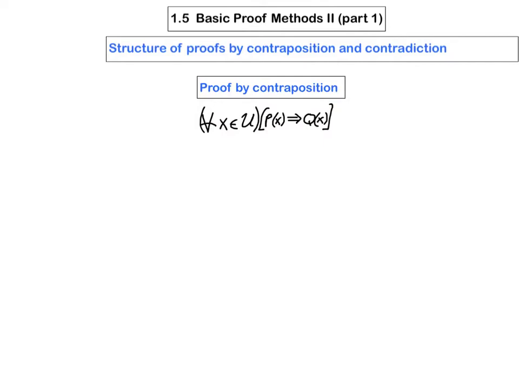Now, we know that any conditional statement has the same truth value as its contrapositive, and therefore proving if P of x then Q of x is the same as proving if not Q of x then not P of x. And so the method of proof by contraposition is just simply a direct proof of this same statement where we replace this by the contrapositive. And therefore the overall structure of the proof by contraposition should look like the following.